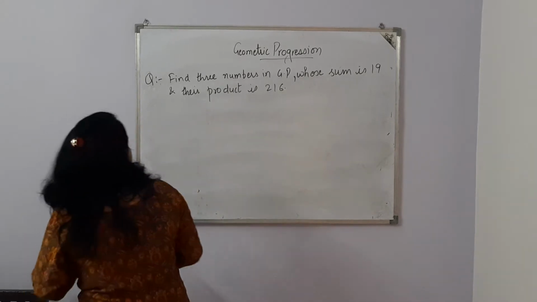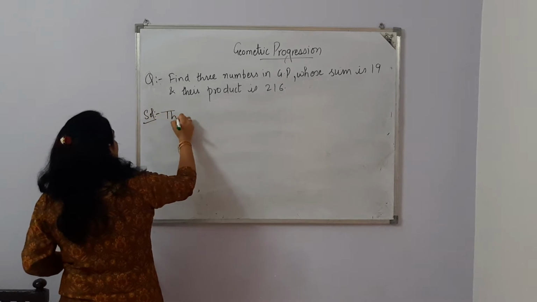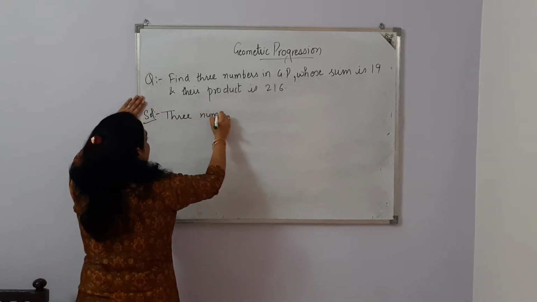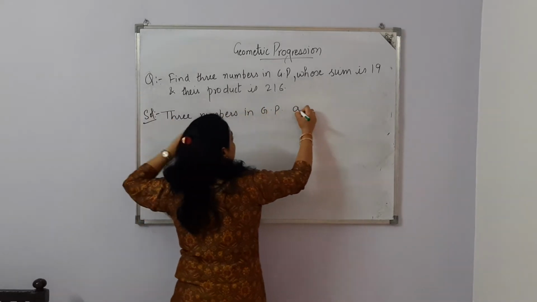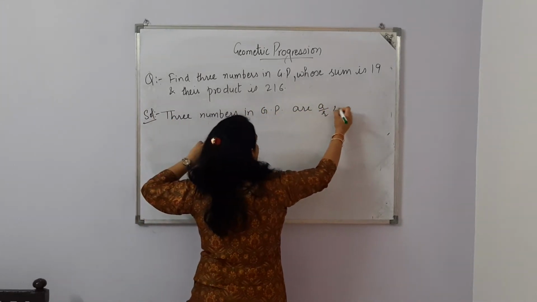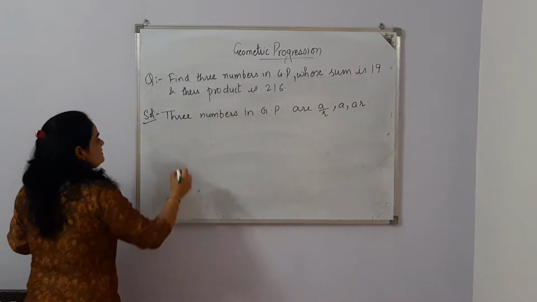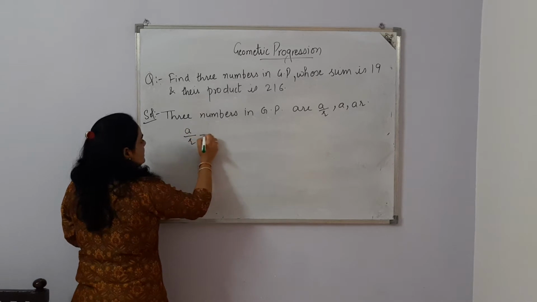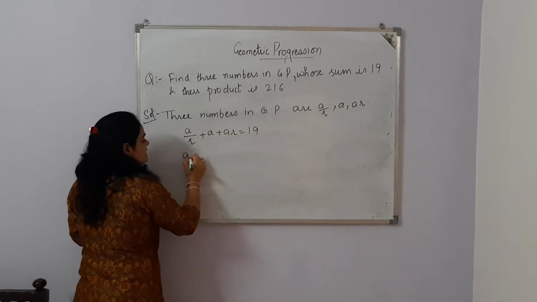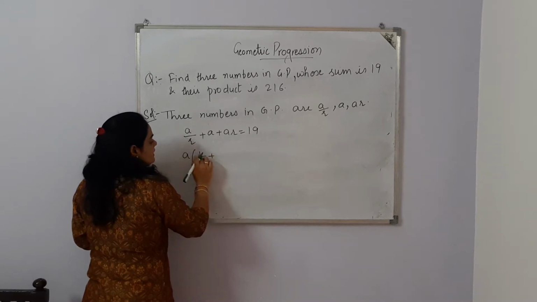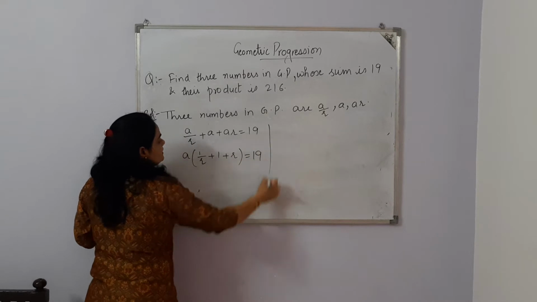Find the three numbers in GP. So, three numbers in GP are A by R, A and AR. I am taking these three numbers because the product is given. The sum is 19, so A by R plus A plus AR is equal to 19. Can I take A as common? A times 1 by R plus 1 plus R equals 19.